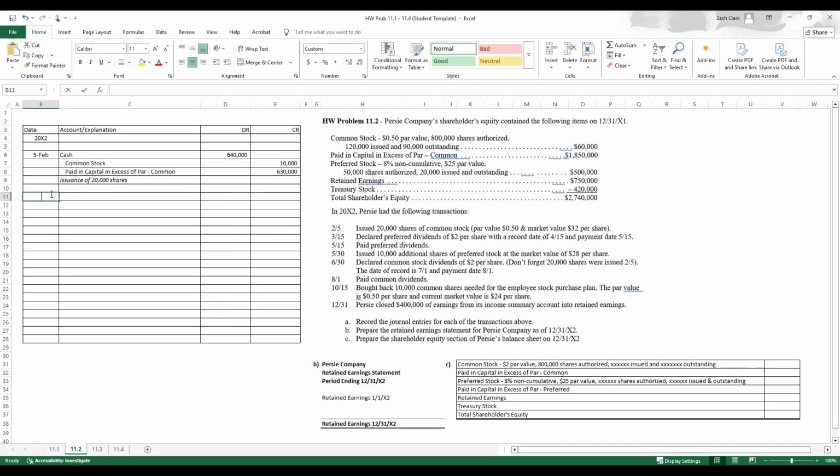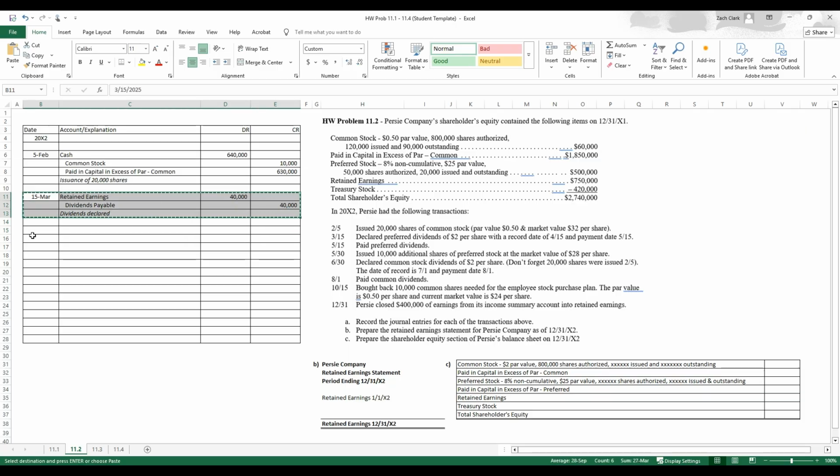On March 15th, we declared preferred dividends of $2 per share with a record date of 4/15 and a payment date of 5/15. So here we have retained earnings and dividends payable. It told us it was $2 per share, and we're looking at preferred stock. We had 20,000 shares, so 40,000 is going to be the cash dividend when we pay it. We'll say dividends declared.